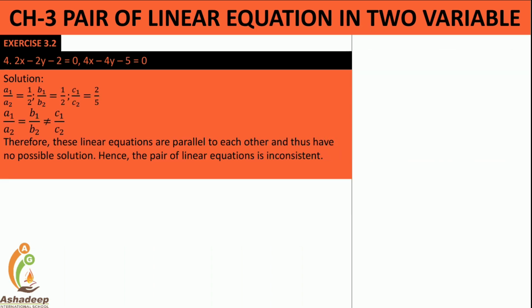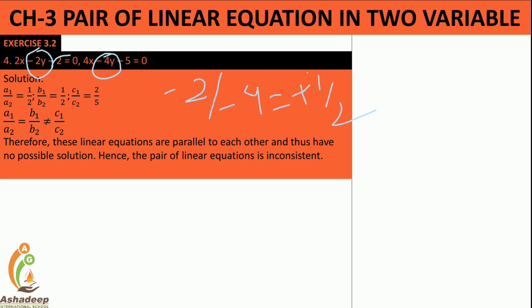Now let's move ahead with the last sum for today. So 2x plus 2y is minus 2. So a1 upon a2 is 1 upon 2. b1 upon b2 is also 1 upon 2. And c1 upon c2 is 2 upon 5. How? See, 2 upon 4. 2 upon 4 is nothing but 1 upon 2. Now here also minus 2 and here minus 4. So minus 2 upon minus 4 is equal to plus 1 upon 2.